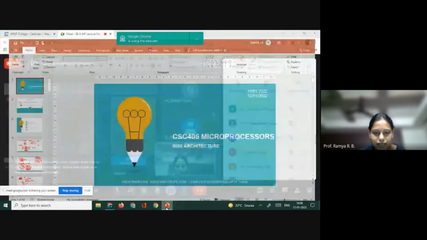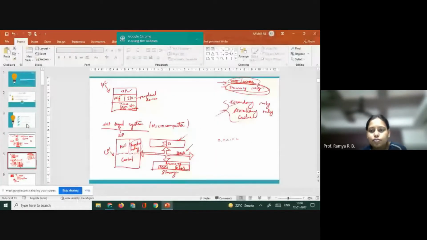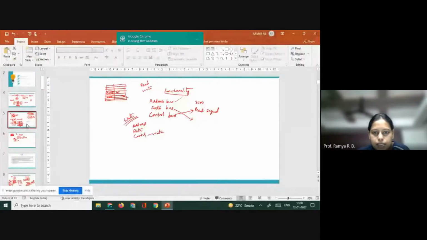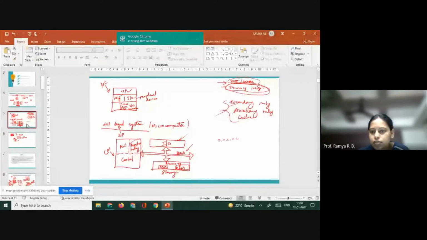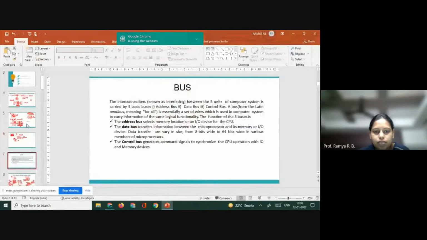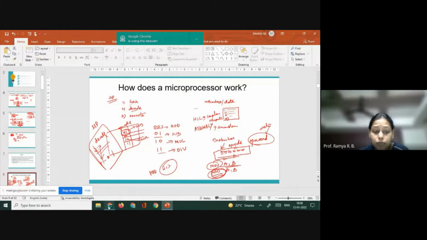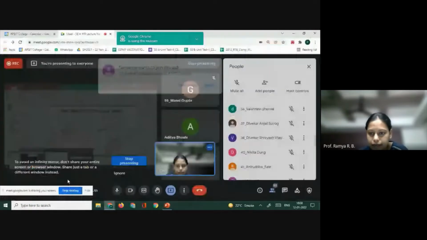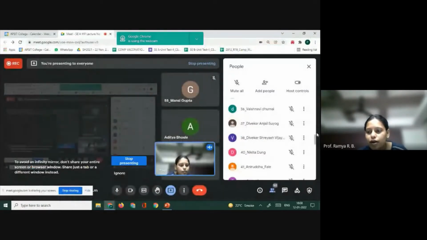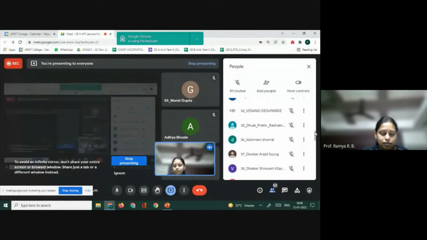Okay, what else did we discuss yesterday? Now we discussed the components of a microprocessor based system. Then we discussed the three types of buses. And then we also discussed how a microprocessor works, right? Okay. Now, Vaishnavi, tell me what are the three stages in the working of a microprocessor?